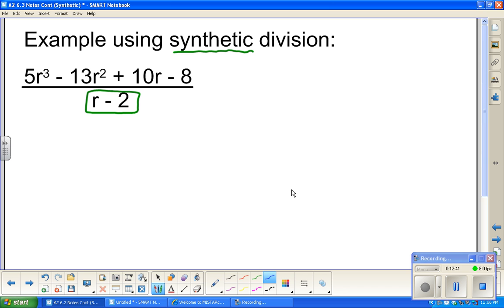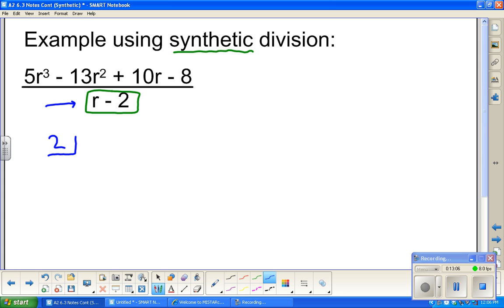Again, it's kind of a weird process. You look at the thing you're dividing by, r minus 2, and we take the opposite of the number there. So instead of a minus 2, I'm going to take a positive 2. Okay, and we're going to do some calculations with that, but I want to put a little half box around that to know that it's separate from the rest of my problem. Okay, we kind of take the opposite, throw that in a little half box.